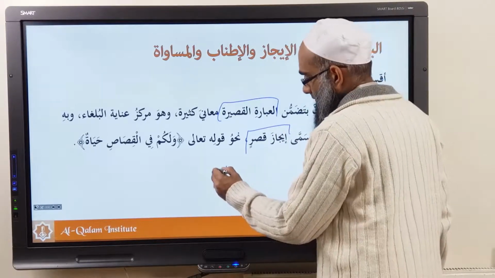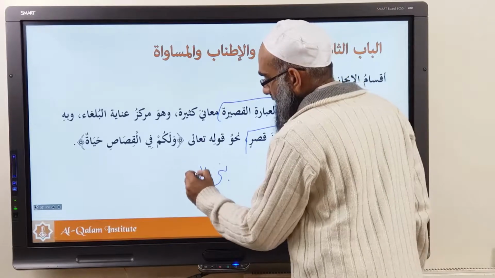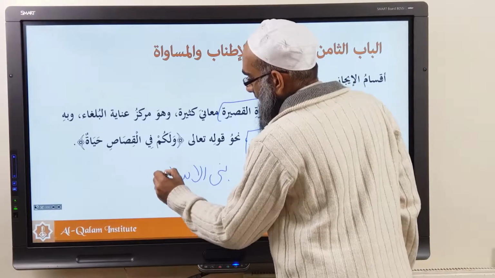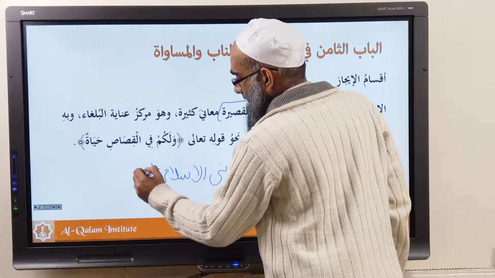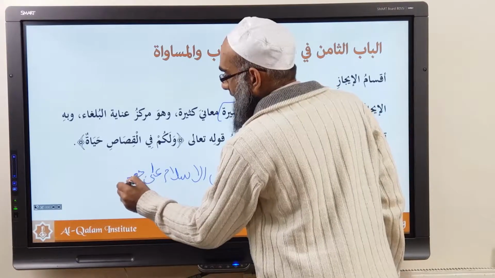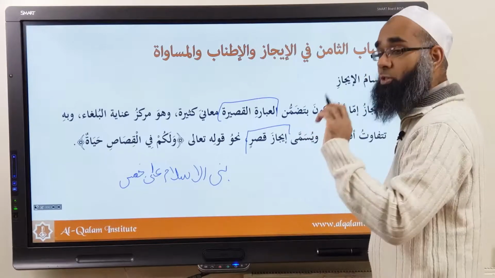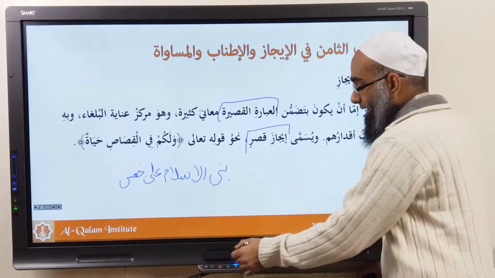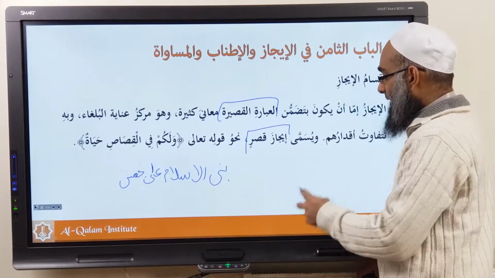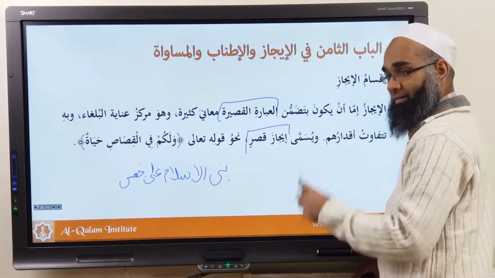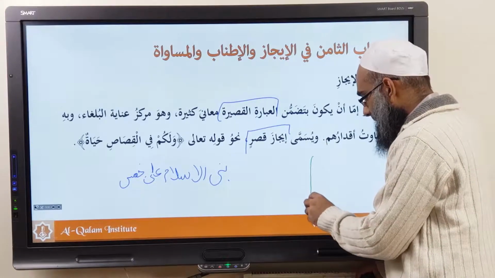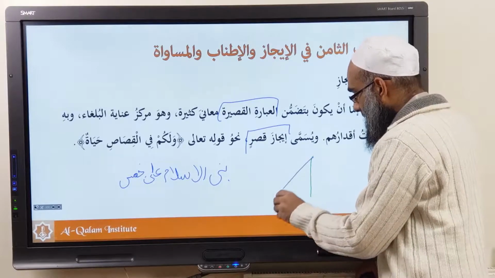The Prophet said what? "Islam has been built on 5." So bunya Islam ala khamsin. Islam has been established upon 5. But not only bunya, because bunya is used for what? Building. Not building, tents. So the Prophet said what? Bunya is used for tents. It's the word bina. So it's basically saying a tent built on 5.